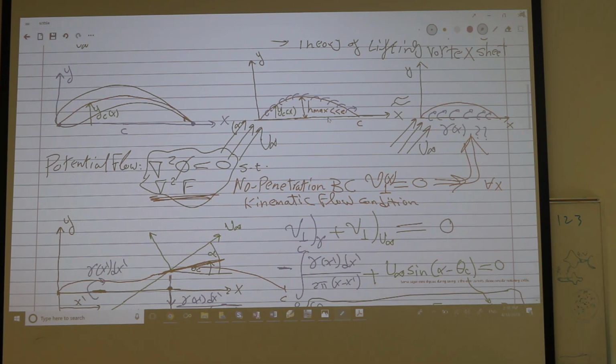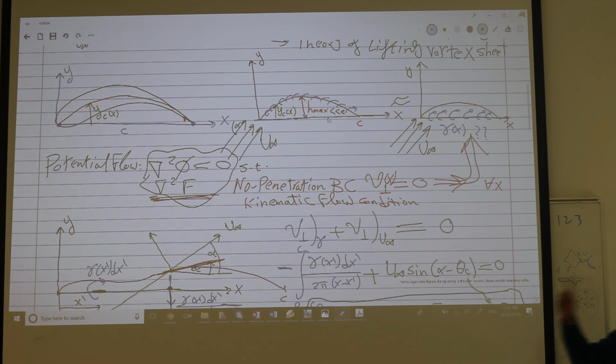And you have two unknowns, and you need two boundary conditions. Of course, you have the no-penetration boundary condition. This gives you an equation. What is the other equation? Can you suggest another equation in a viscous formulation? What will be a good boundary condition in a viscous formulation? If you account for viscosity, what other condition?